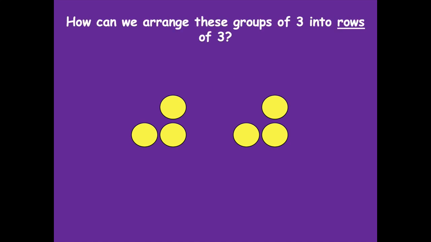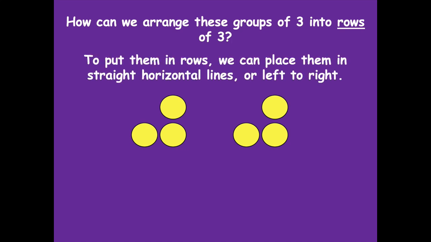How can we arrange these groups of 3 into rows of 3? Now, friends, in case you're not sure, rows are the ones that go side to side or left to right. Think about the rows in a movie theater when you go see a movie, or the rows in a car. There's a front row and then a back row, and sometimes a third row. So how can we arrange these groups of 3 into rows of 3? Well, to put them in rows, we can place them in straight horizontal lines, or left to right.